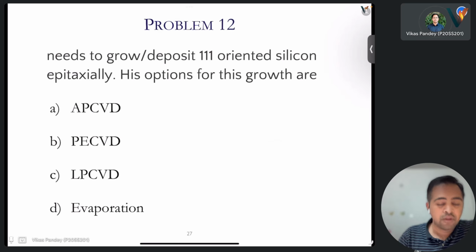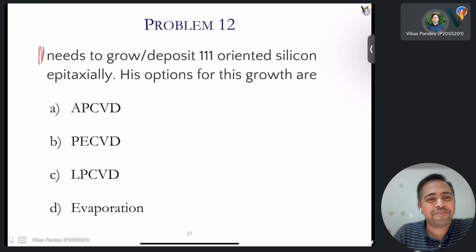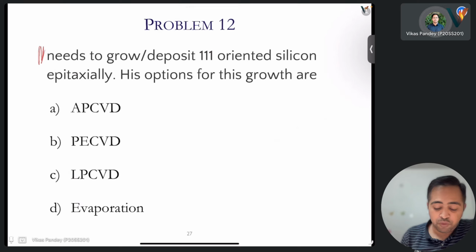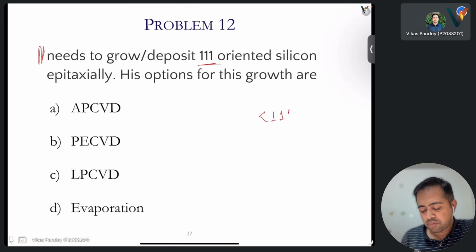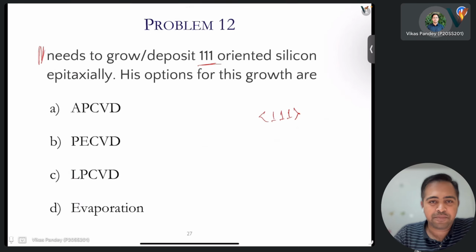Okay. Suppose I need to grow or deposit 111 oriented silicon. So we need 111 silicon epitaxy. My options for the growth are APCVD, PECVD, or LPCVD.